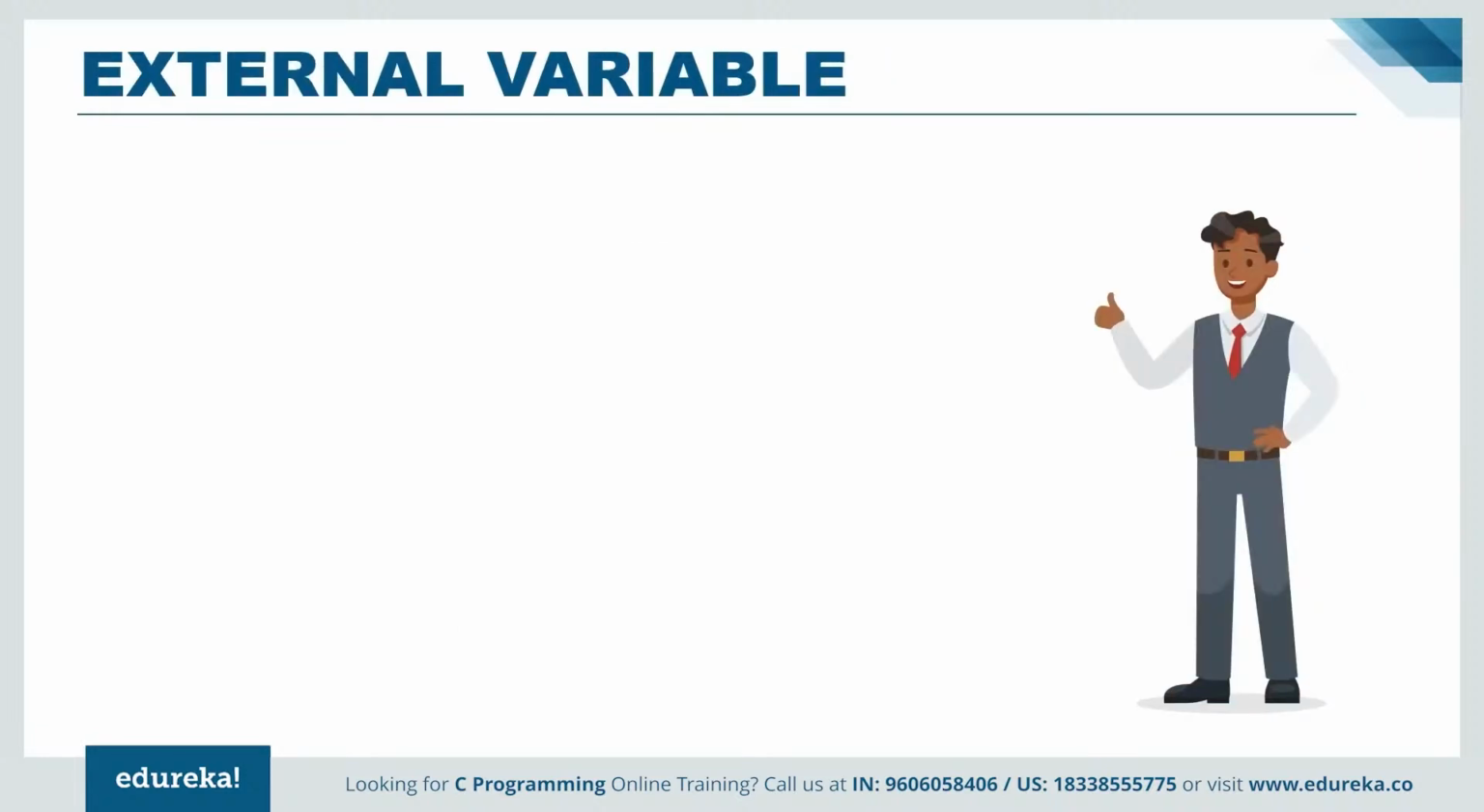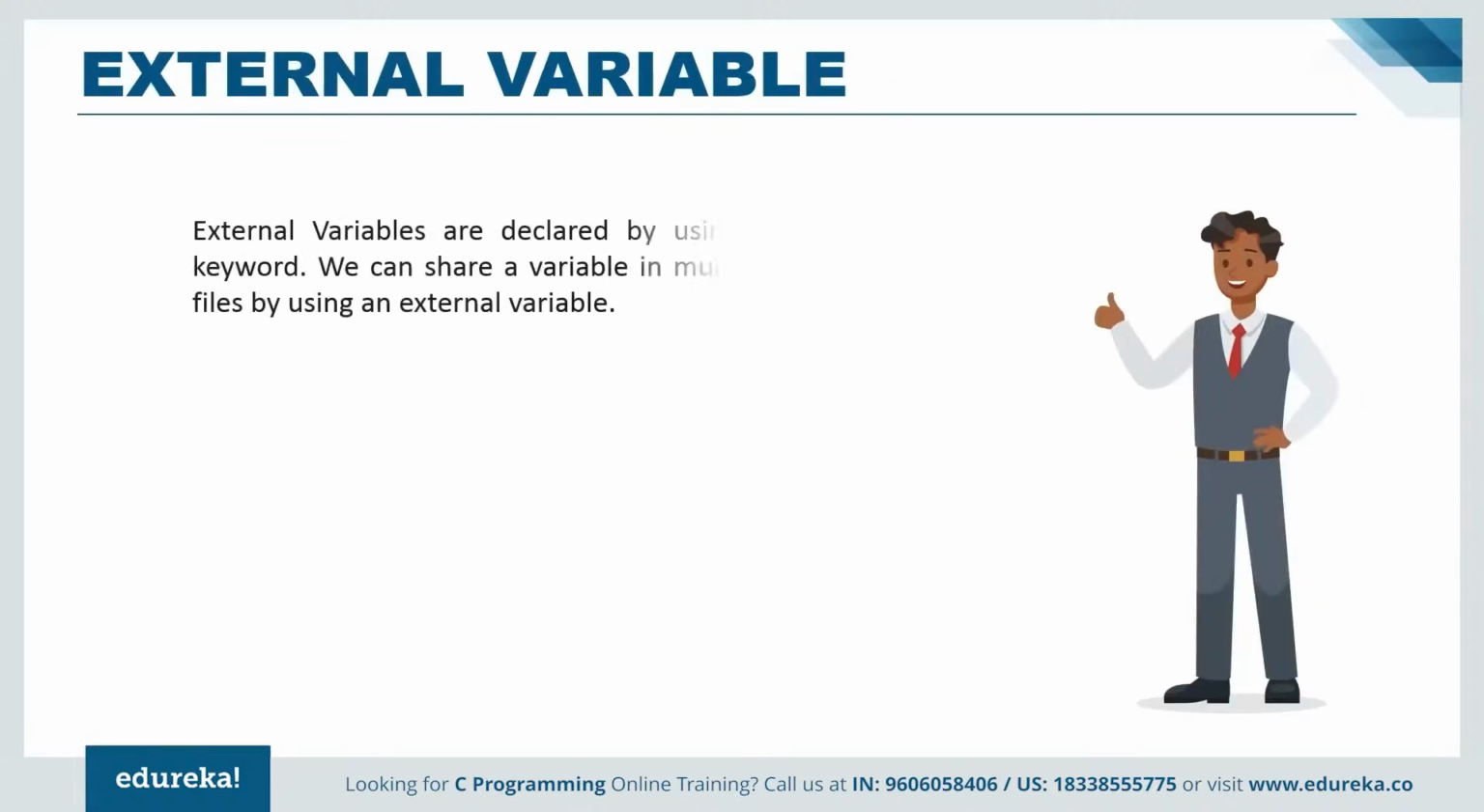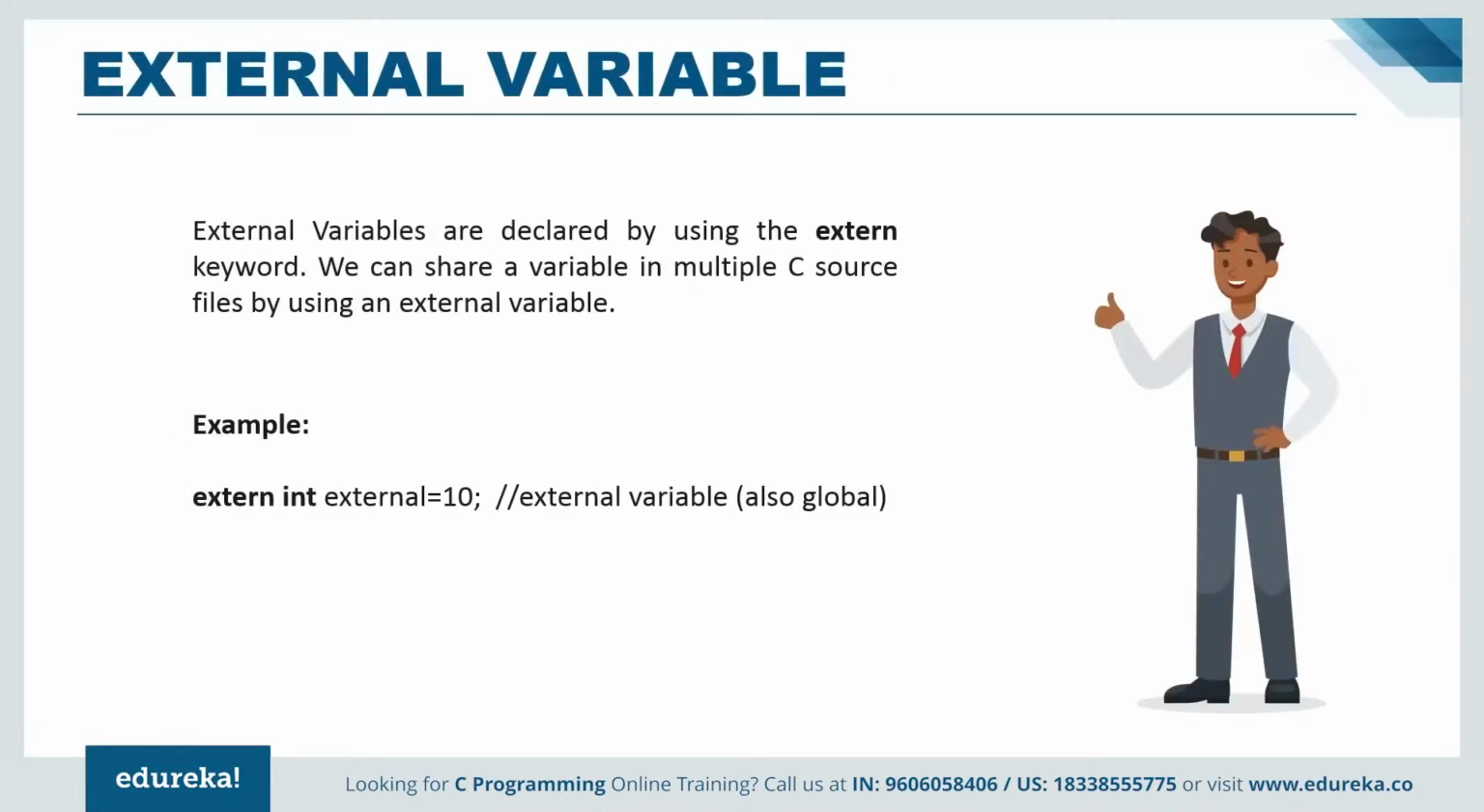Followed by this, we have the external variable. External variables are declared by using the keyword extern, similar to the other one, which is the auto variable. Here we'll declare the external variables with the keyword extern.